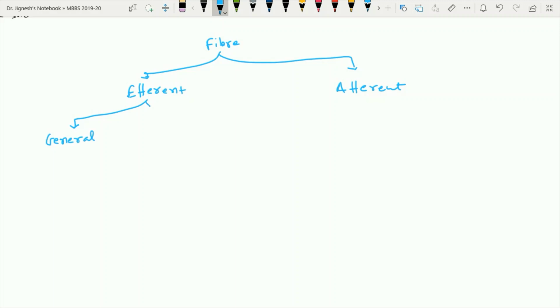While this efferent fiber may reach up to the special group of muscles, these are the muscles of mastication, muscles of facial expression, muscles of the soft palate, larynx and pharynx. These muscles are derived from the branchial arches, and that's why we put them under a special category.